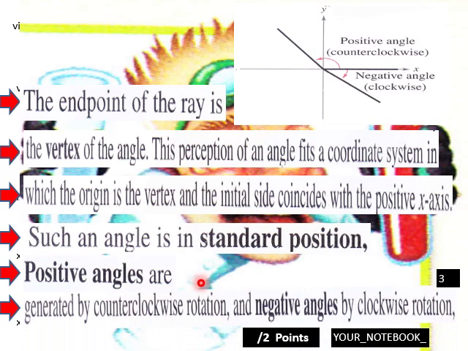Positive angles are generated by counterclockwise rotation. So here being your initial side, moving this way, that produces a positive angle going counterclockwise. And then going clockwise is a negative angle. That would be a negative angle when you start here and then go this way. When you go this way, that's a positive angle.